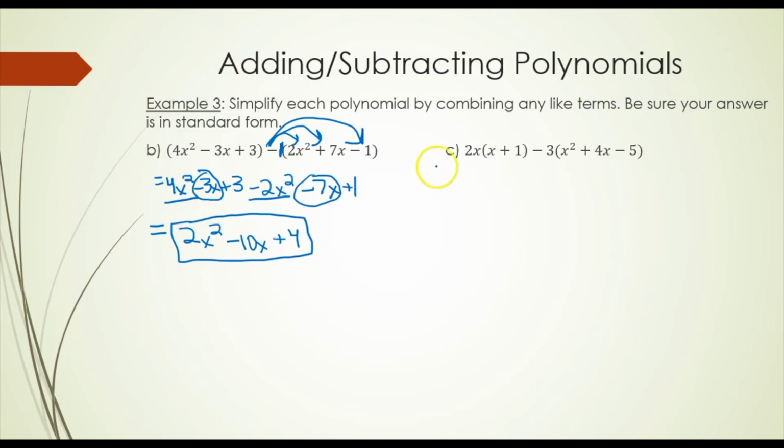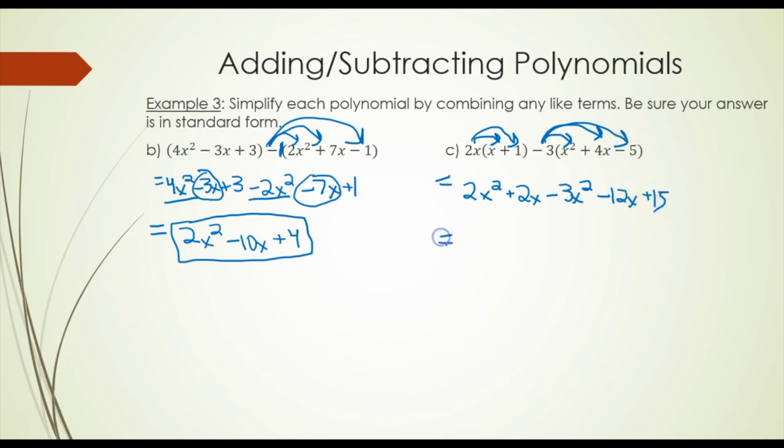Last one, part C. We've got 2 things to distribute here. 2x times x is 2x to the second. 2x times plus 1 is plus 2x. Negative 3 times x squared is negative 3x squared. Negative 3 times 4x is negative 12x. Negative 3 times negative 5 is plus 15.